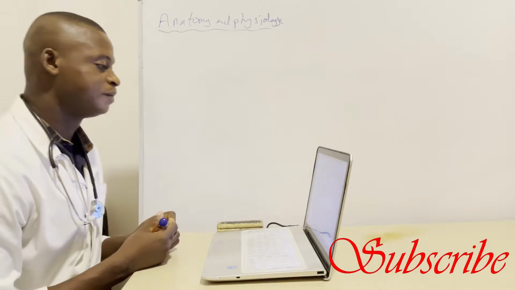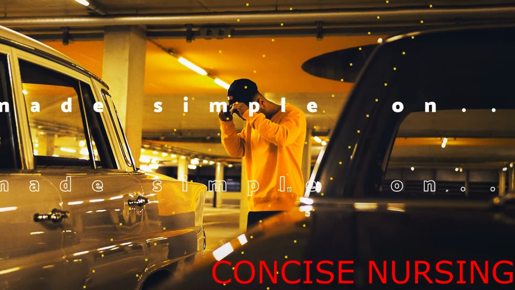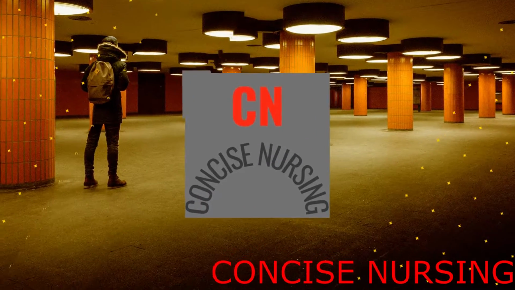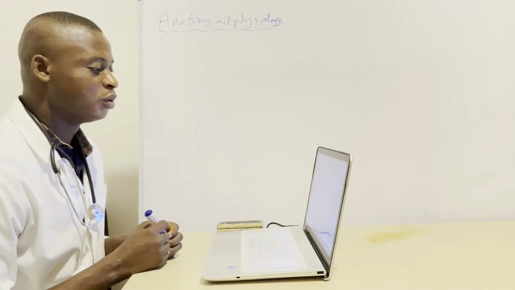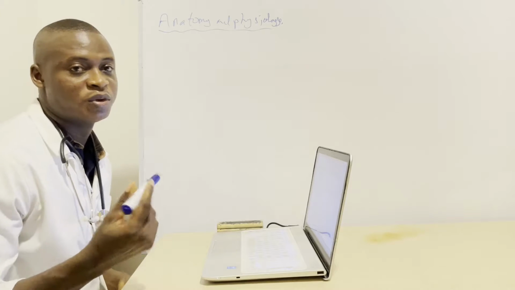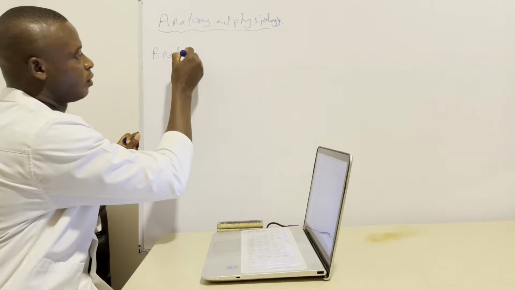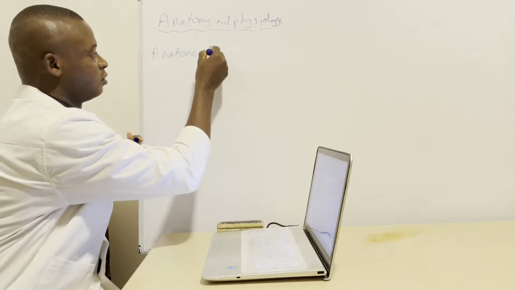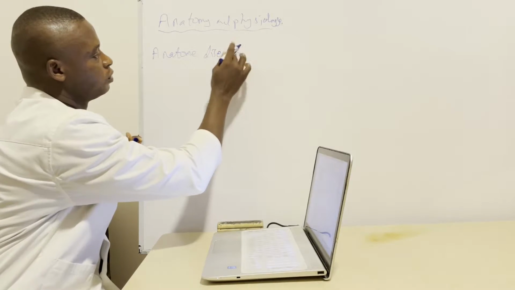Anatomy and physiology. Now, anatomy. Anatomy comes from the Greek word anatom, which means to cut up or to dissect. So anatomy in simple terms means just to cut up. So it's from a Greek word we call anatom. Just to dissect.